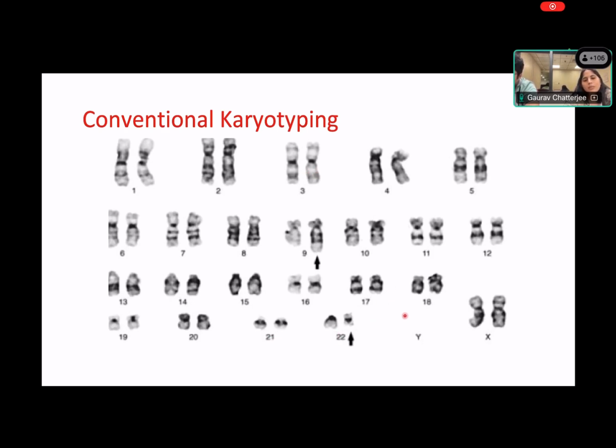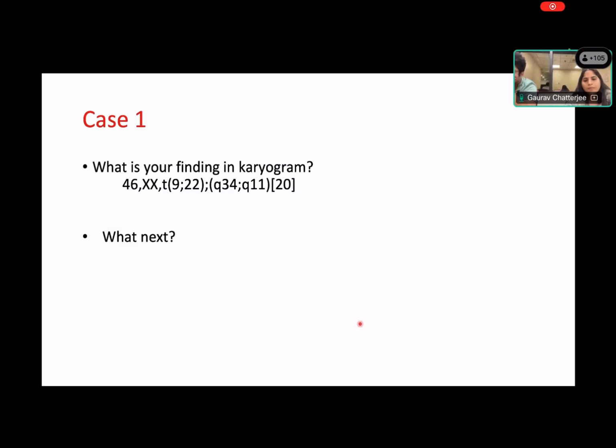So in conventional karyotyping, what is the finding here? Sayanta, do you want to tell? In this, the Q arm of 22nd chromosome is shortened, whereas the Q arm of 9th chromosome is of a larger length, and this denotes a translocation between 9 and 22 chromosome. Okay, so for which of the chromosome do I call Philadelphia chromosome? Chromosome 9 or chromosome 22? 22. Okay, so the shortened chromosome 22 is called Philadelphia chromosome, correct? So here we had translocation 9;22 that was there in the karyogram.